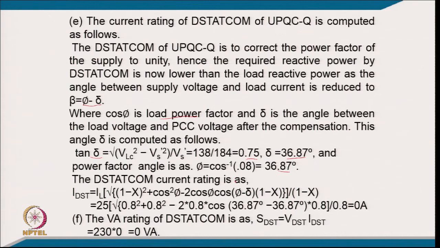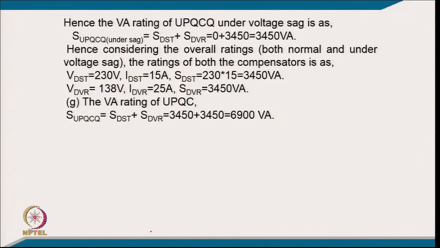So, the D STATCOM current rating, if you put the value, comes 0 ampere. So, for the D STATCOM, whatever reactive power is required by the load is already compensated by the DVR. So, the VA rating of the D STATCOM will be 0, and the VA rating of the total UPQC will be D STATCOM plus DVR. So, D STATCOM is 0, and DVR takes this much, 3450.